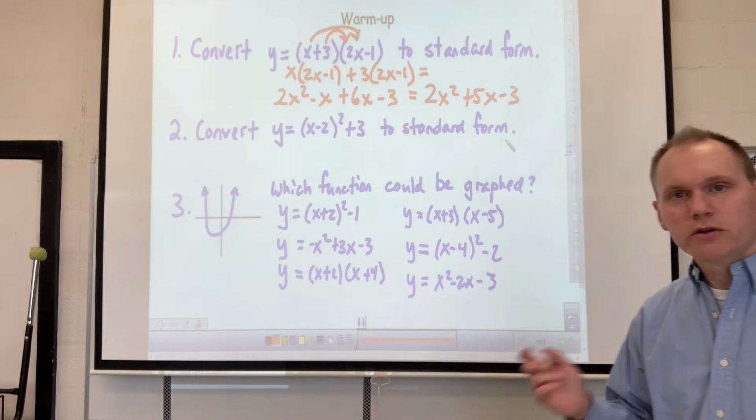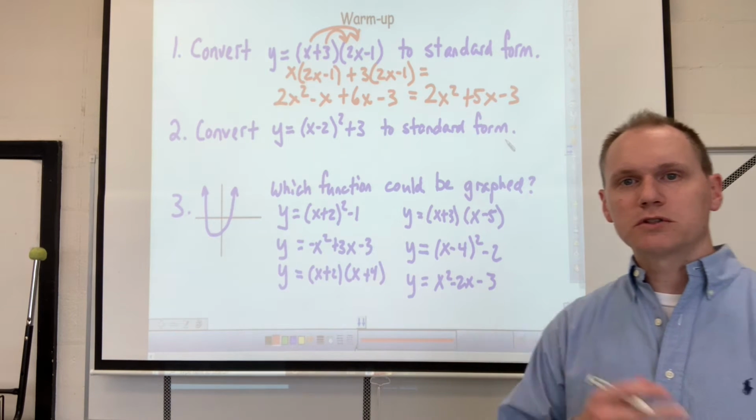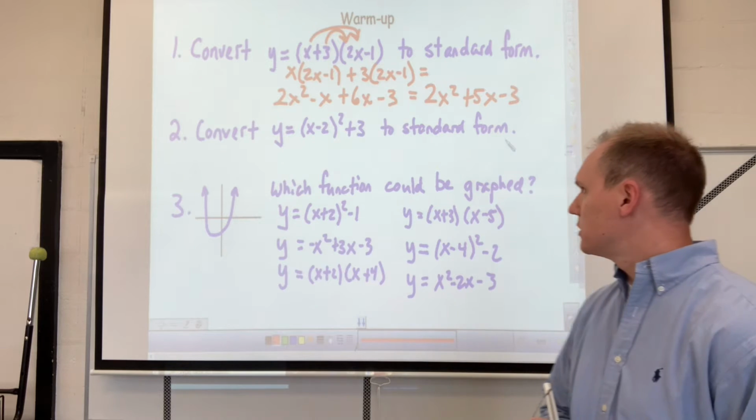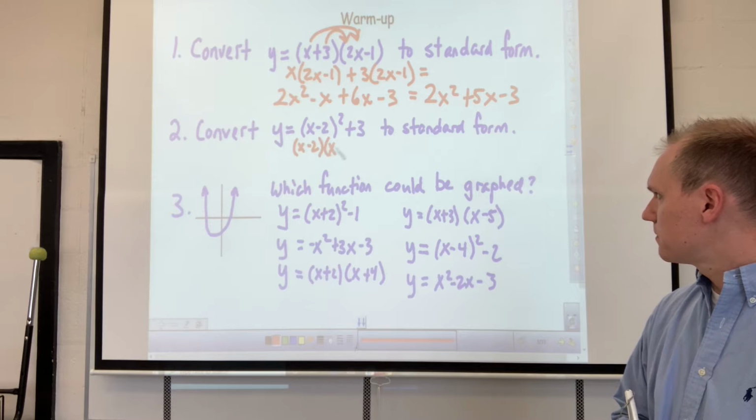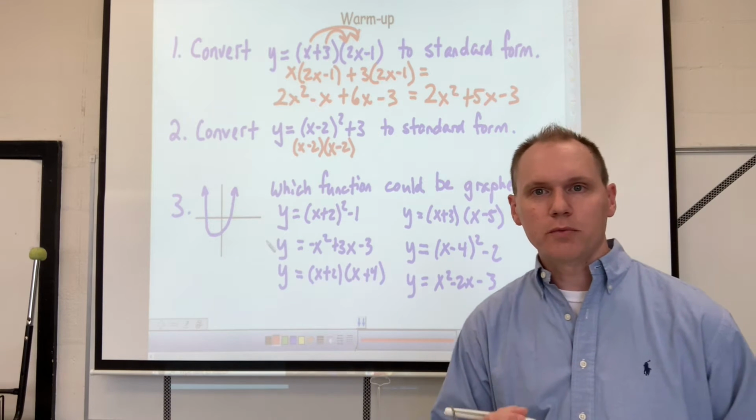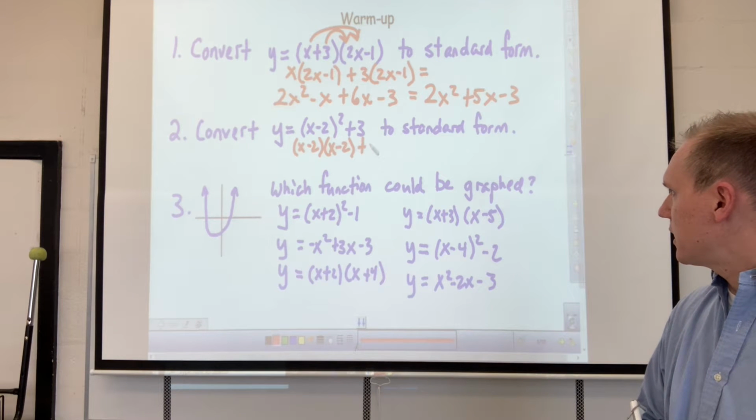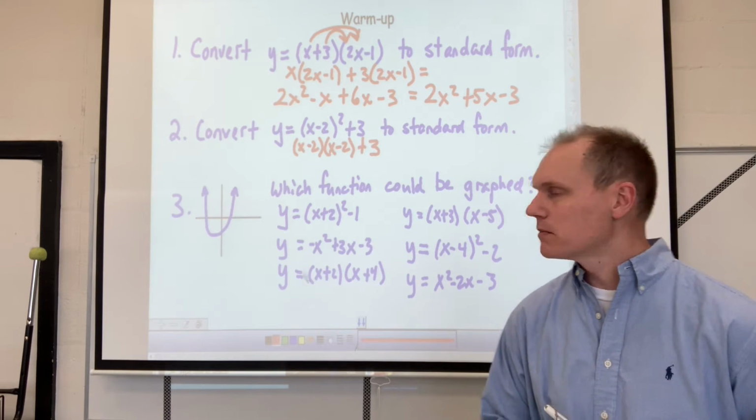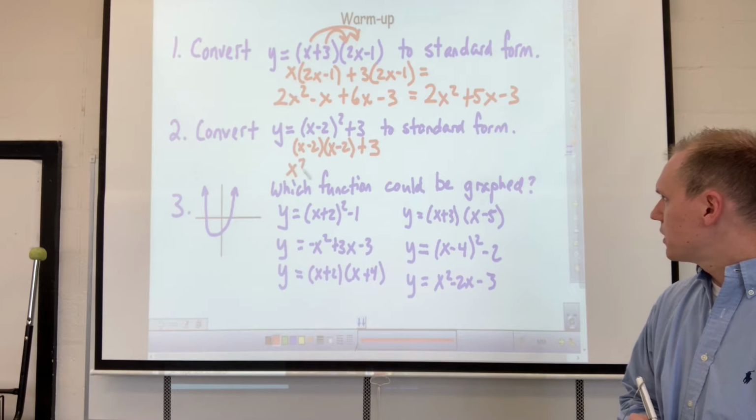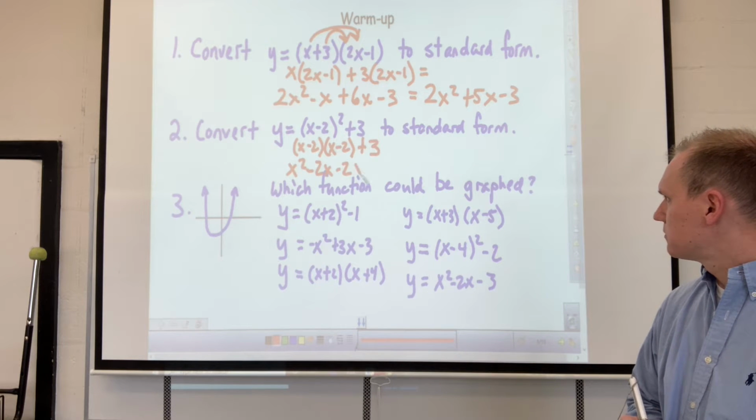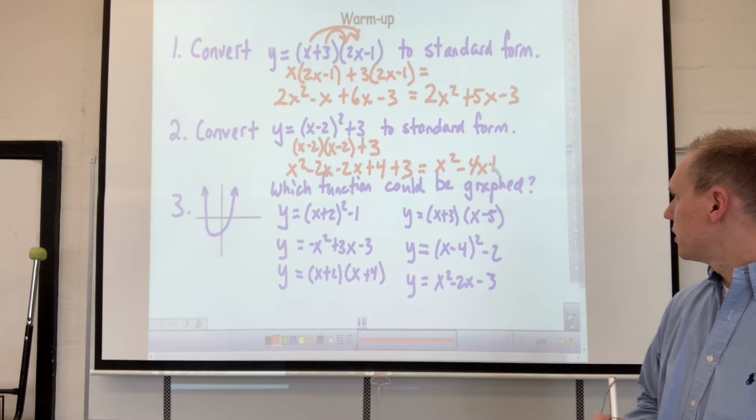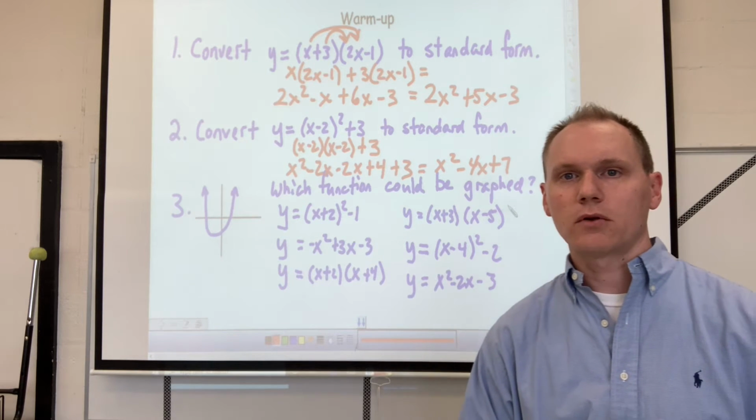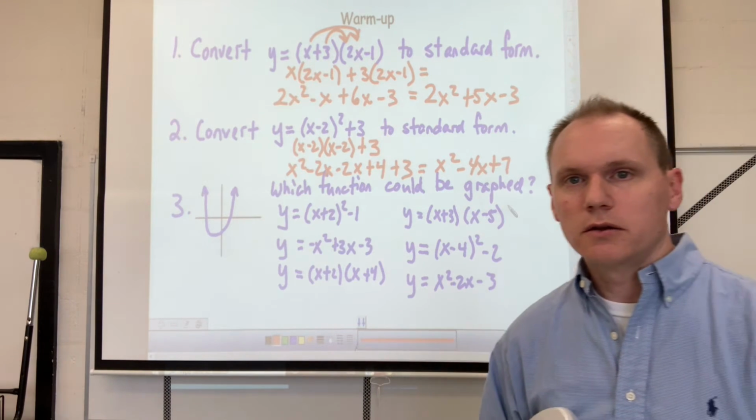All right, now in number 2 here, we're going to do kind of the same thing. When converting from vertex form to standard form, we really do the same thing with the squared term here, because x minus 2 squared is x minus 2 times itself. And so we're going to distribute just as we did. The only difference is we're going to add 3 to the resulting polynomial. So when we distribute this, we're going to get x squared minus 2x plus 4, and then the plus 3. So that's going to leave us with x squared minus 4x plus 7. All right? So very similar to number 1.